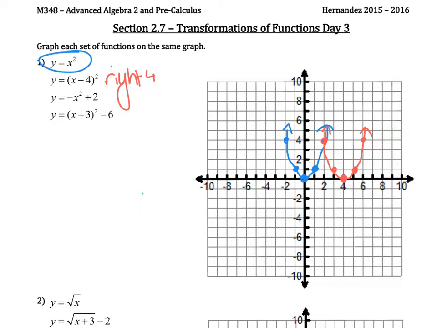Okay, the next graph is reflected over the x-axis due to the fact that there's this negative in front of the x squared, and then we're going to go up 2. So take each point, move it up 2, but now we're going to go down because we were reflected over the x-axis.